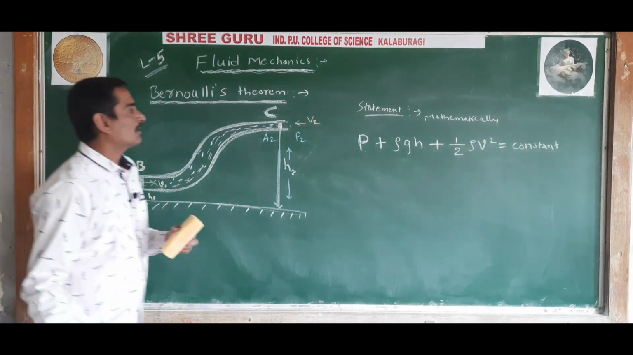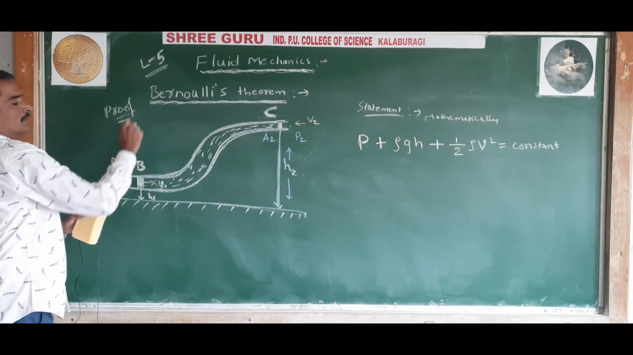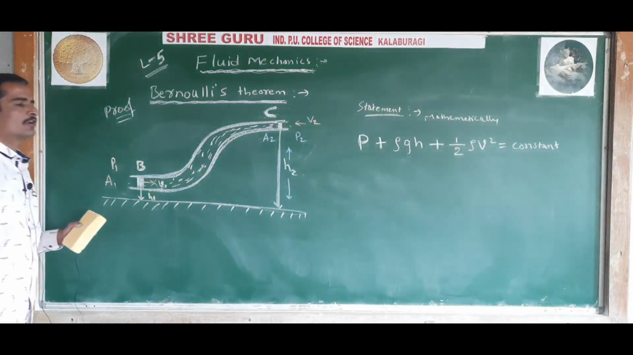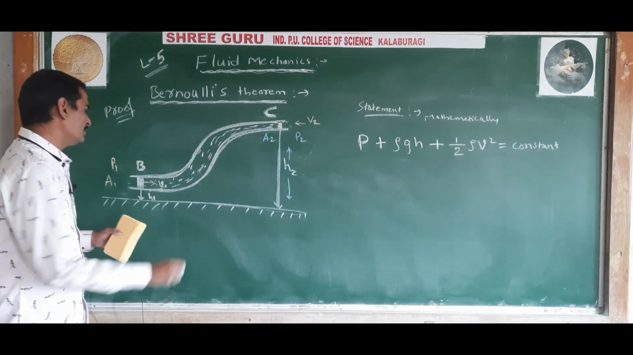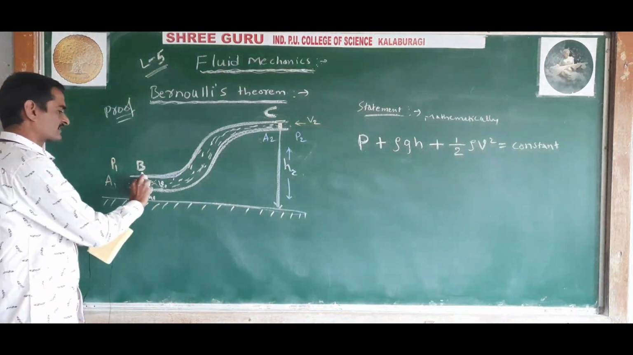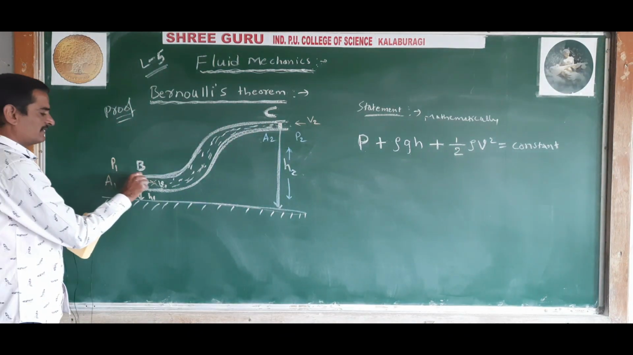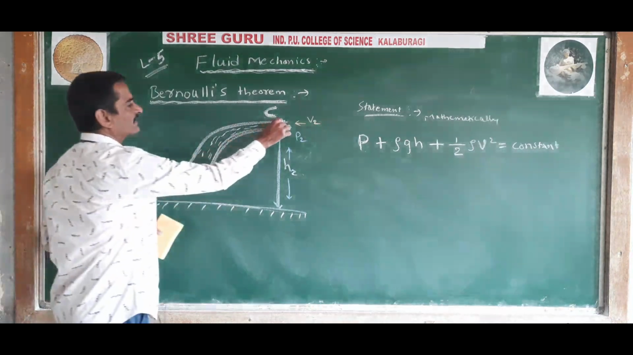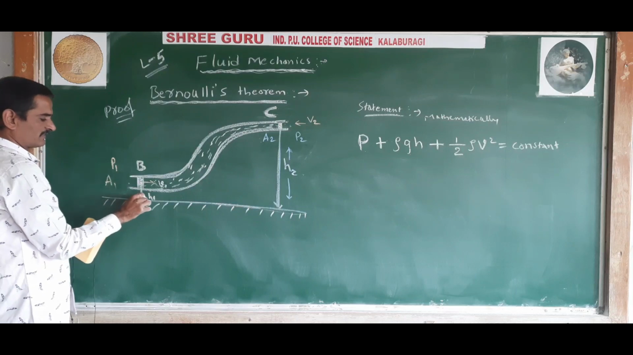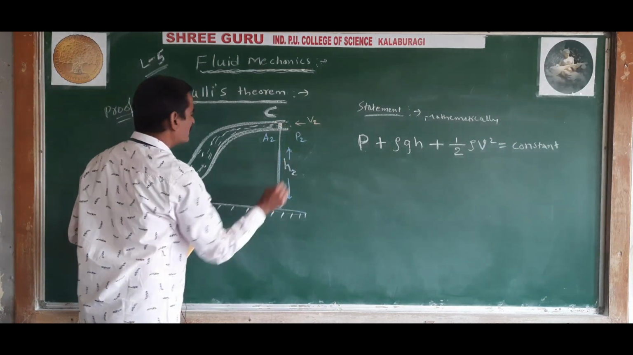Okay. So now I am giving the proof of the Bernoulli's theorem. That is, we have to get that formula. Understood? So now let us consider an ideal fluid flowing through a tube of variable cross-sectional area. Here cross-sectional area is different, here cross-sectional area is different. This end I will call B and this end C. The average height of this end from the ground is H1 and the height of this end from the ground is H2.